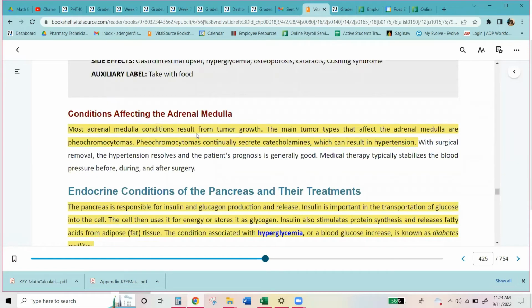Most adrenal medulla conditions result from tumor growth. The main tumor types that affect the adrenal medulla are pheochromocytomas, that continually secrete catecholamines, which can result in hypertension.